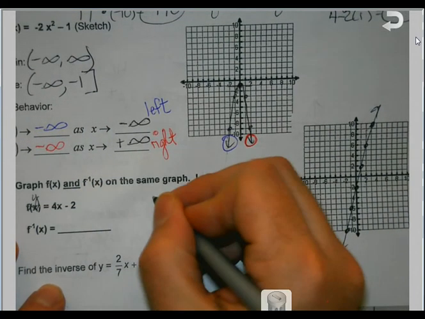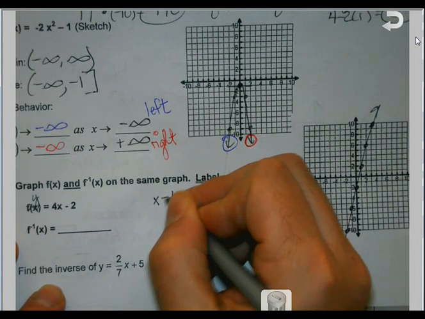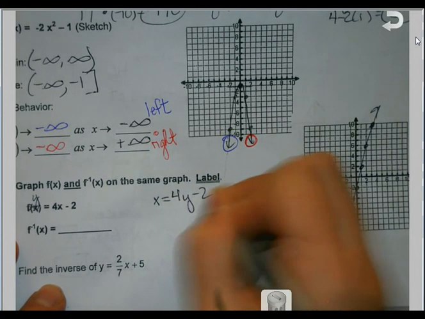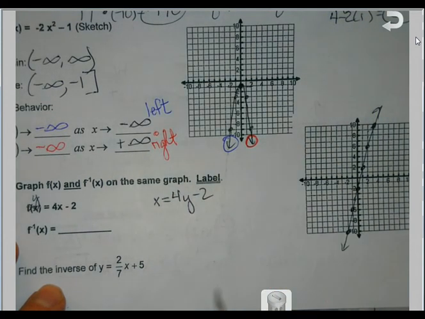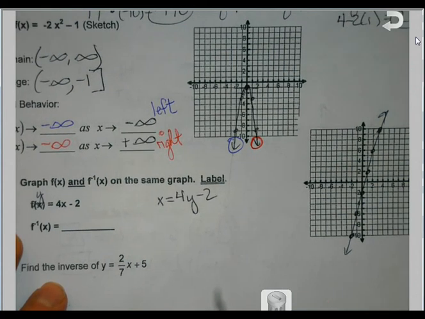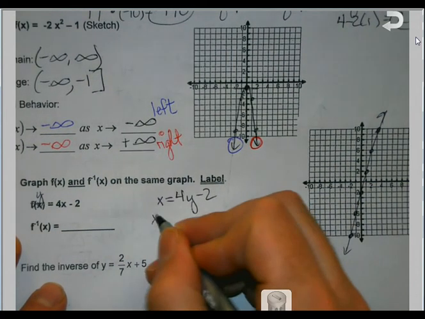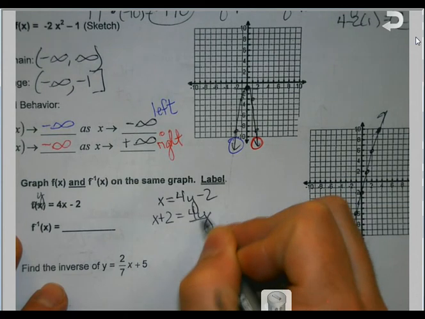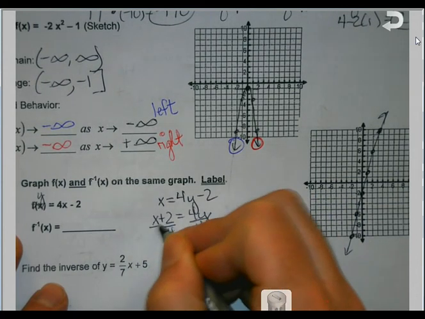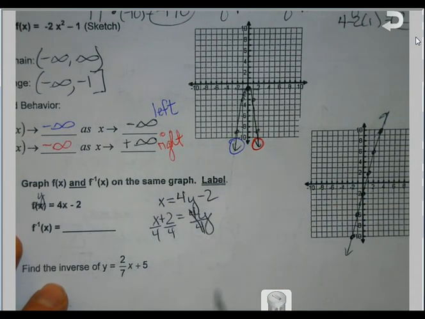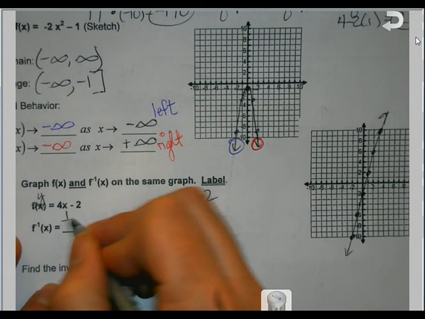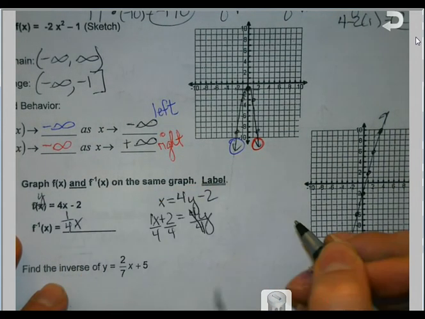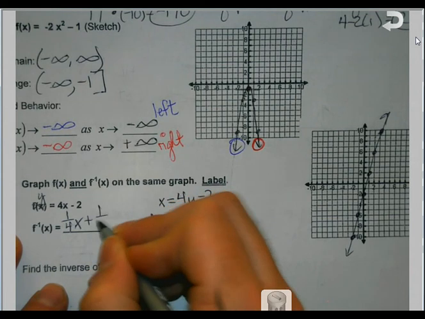To find my inverse, remember, f of x means y. To find the inverse, we switch the x and y, and we solve for y. Add my 2 over, and divide by 4. But again, I want this in a form where I can graph it. So I've got 1/4 x plus 1/2.